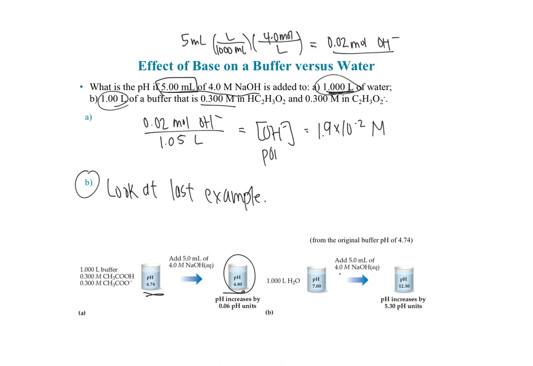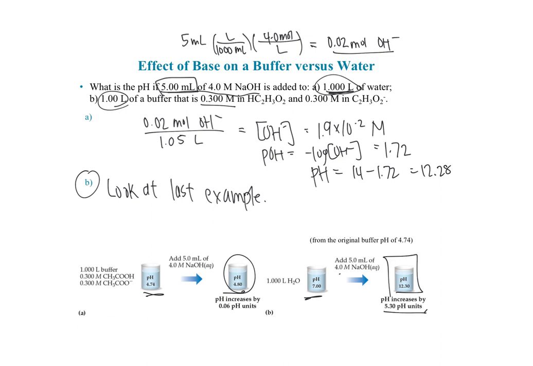Then I can find pOH by doing negative log of hydroxide. Same stuff we've been doing. So my pOH is 1.72. So my pH equals 14 minus that, and I get 12.28. So my pH in neutral water goes from 7, I add that 5 milliliters, and I go up to 12.3 basically, or 12.28. I have an increase of over 5 pH units. That's huge. Whereas if I add that same amount to my buffer, my pH barely changes.